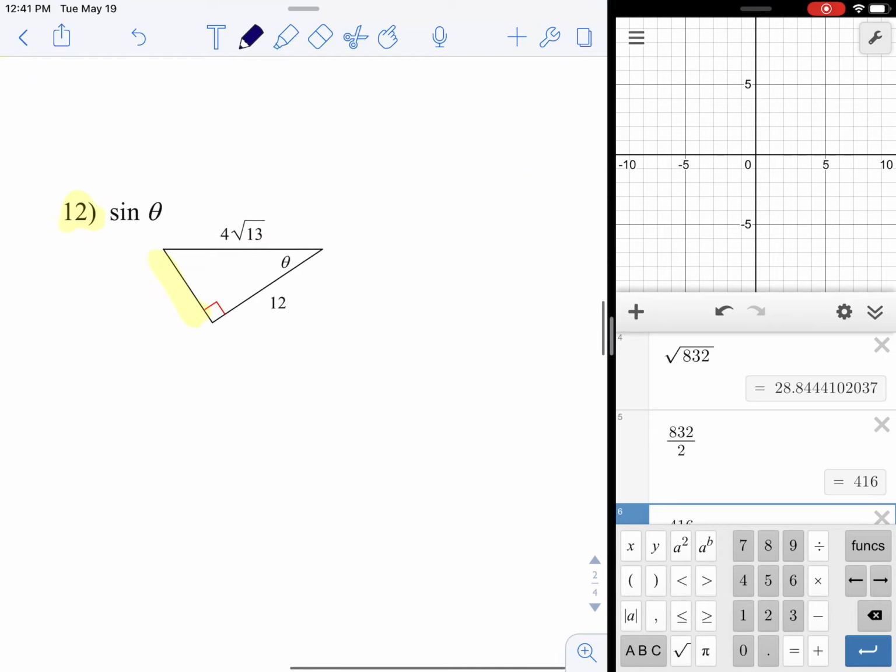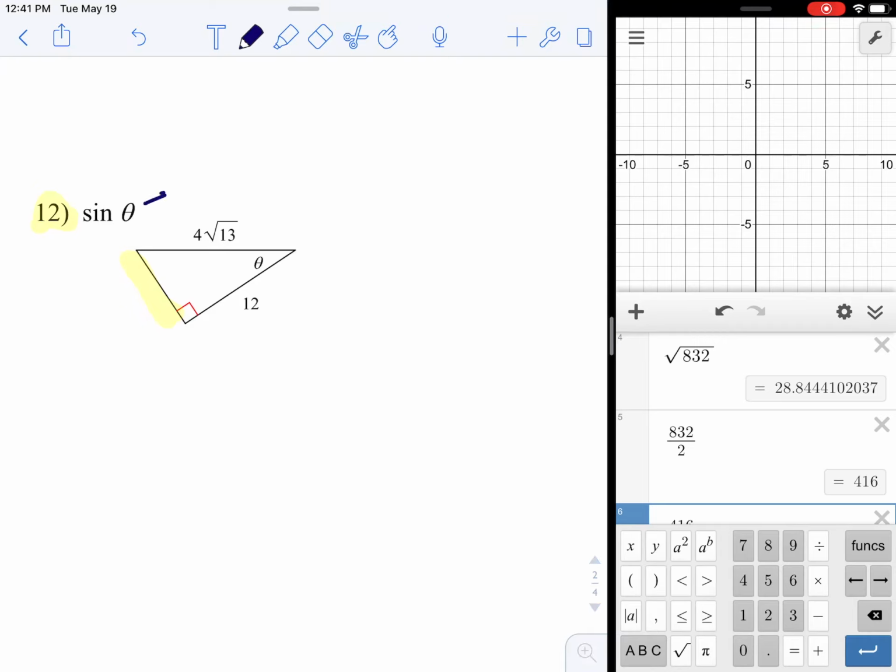Okay, I'll do number 12, and then we should be done. So number 12 is another sine problem. It could be secant, cotangent, whatever. Just check your ratios. Again, sine is opposite over hypotenuse. The opposite over here is missing. The hypotenuse is 4 radical 13. So we need to use a side that's missing.